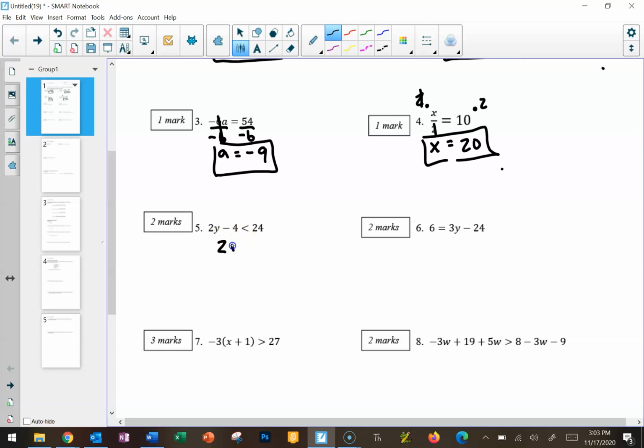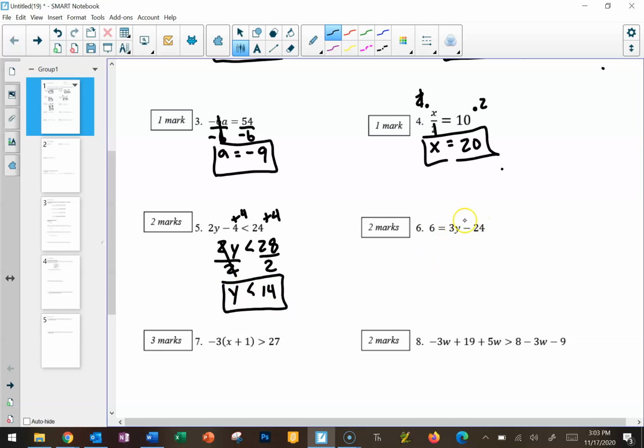2y minus 4, let's just keep the 2y there for a second. We'll add 4 to both sides, so that is currently 2y is less than 28. Then we've got to divide by 2, and because we're dividing by a positive number, the sign stays the same, so we're left with y is less than 28 divided by 2, which is 14.